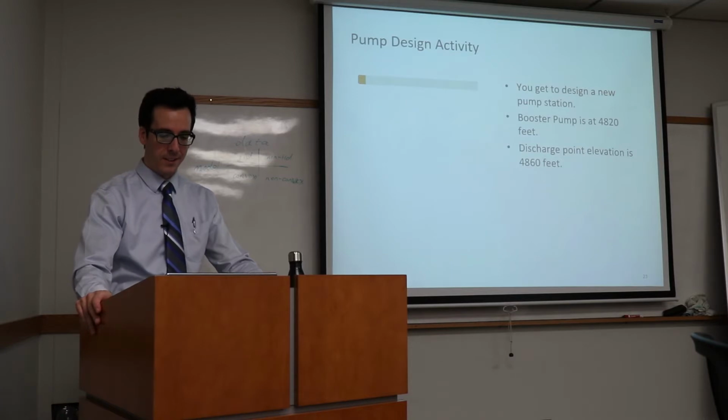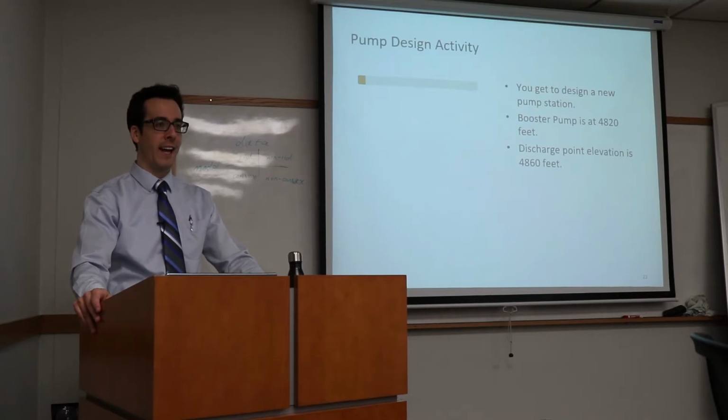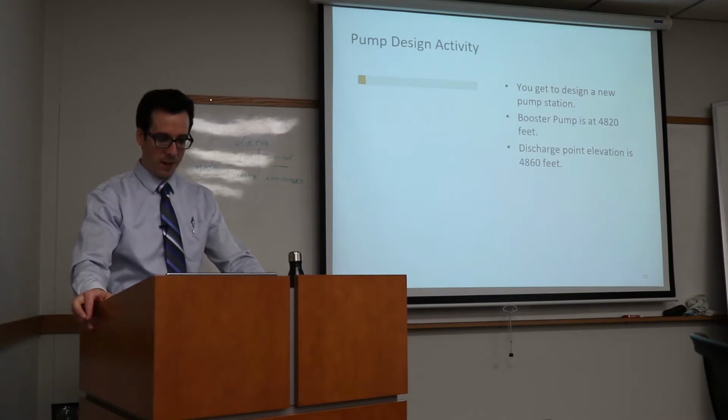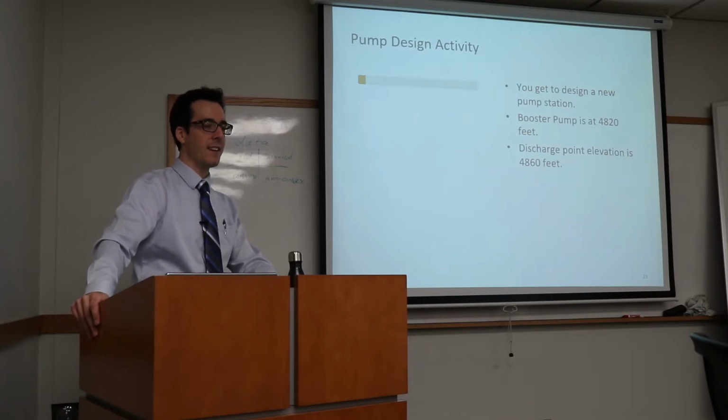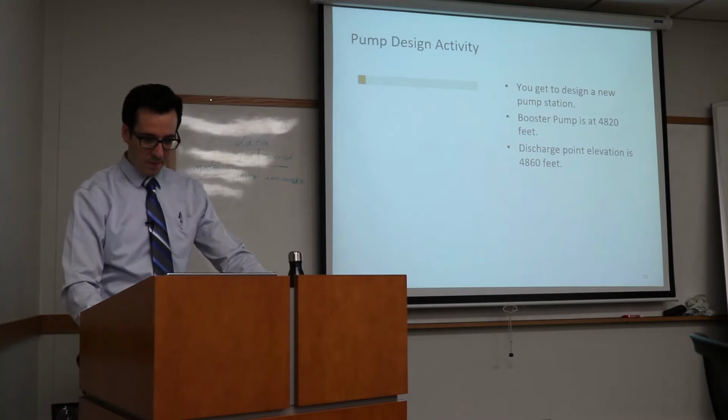So this is your assignment. You get to design a new pump station. This pump is going to be set at elevation 4820. The discharge point is 4860. First question, what is the static head? 40 feet. Okay, that's the minimum amount of head we can expect. Just the elevation difference. It's not going to get any less than that unless there's an earthquake or something. So we have a static head of 40 feet.